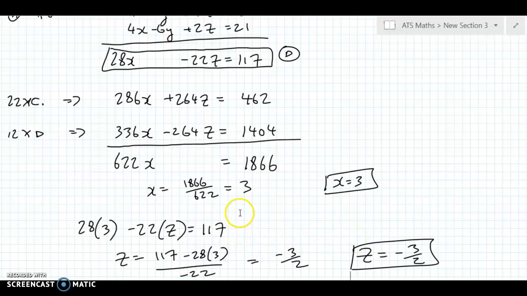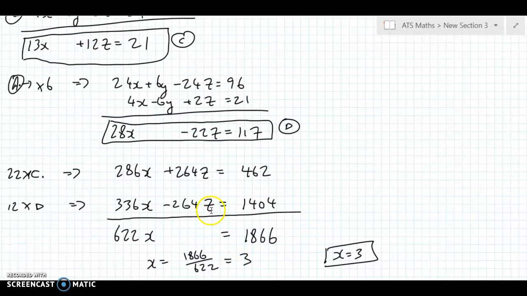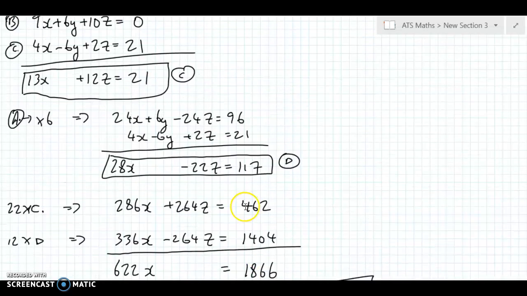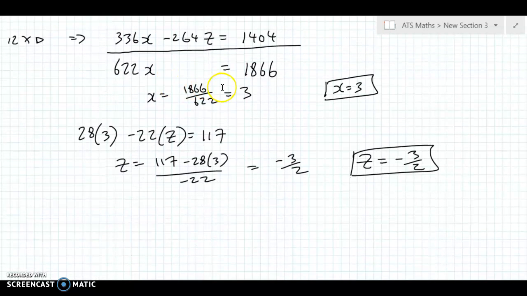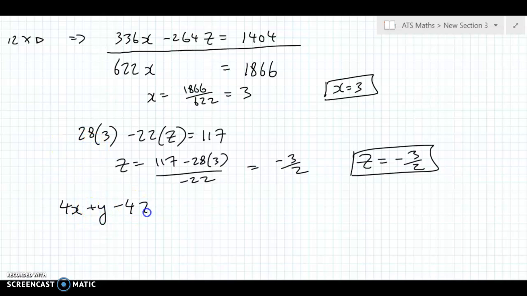And then we can go back, say we have x and z, so we could go back there to this one, 4x plus y minus 4z. So that was 4x plus y minus 4z equals 16.